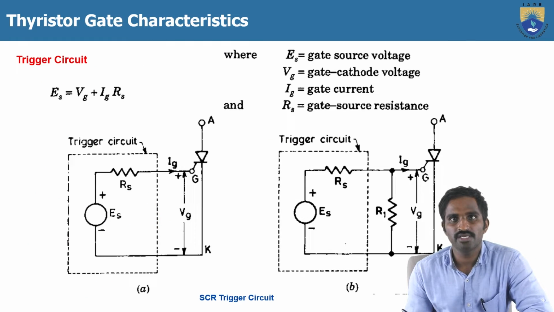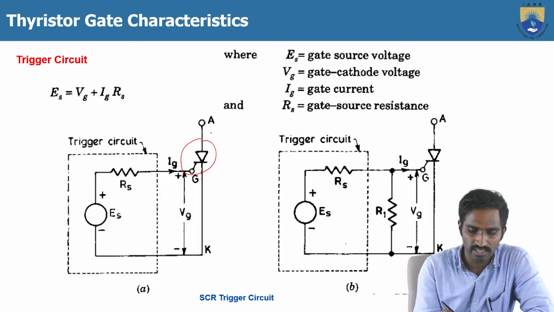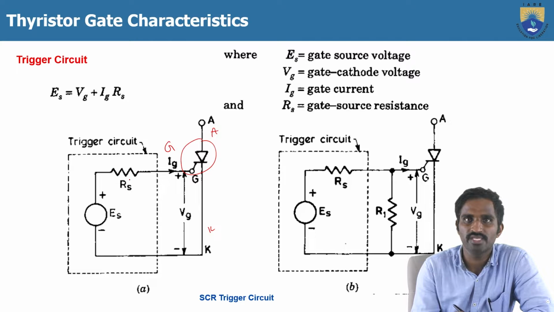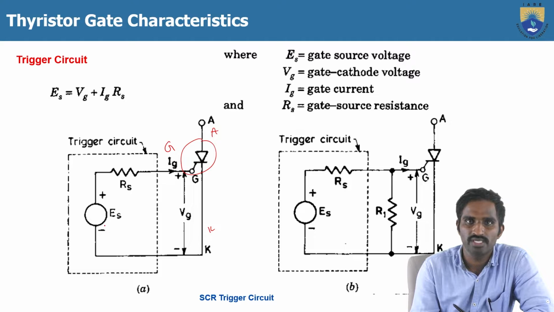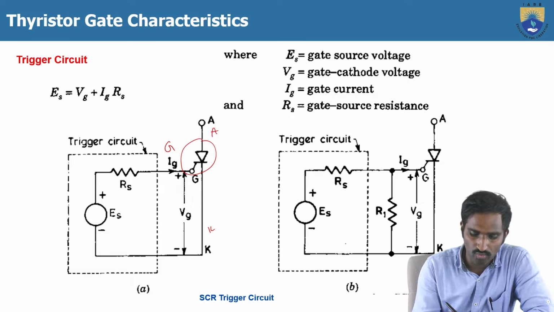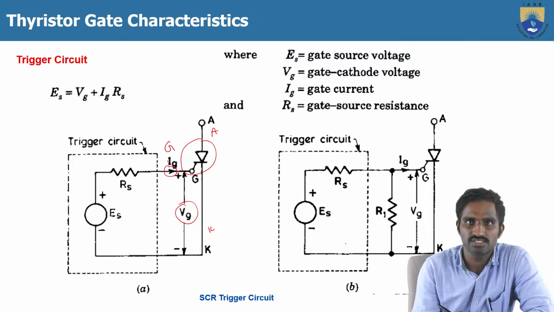For our understanding, here I have shown a simple SCR triggering circuit. This is the SCR with anode, cathode and gate, and for this gate we have connected one resistor to limit the gate current, and we have supplied some voltage, let us consider Es. The voltage across the gate and cathode is Vg, and the current flowing through the gate terminal is Ig. So we are drawing the characteristics between Vg and Ig.